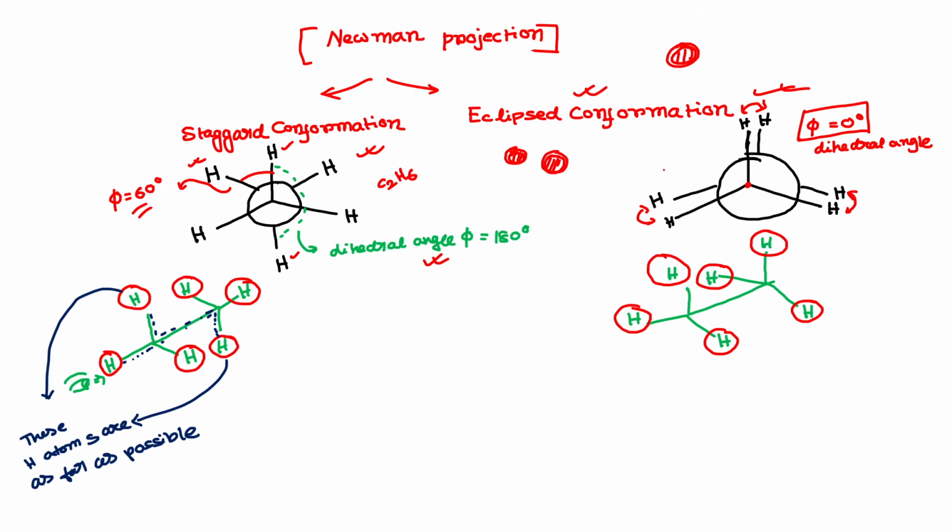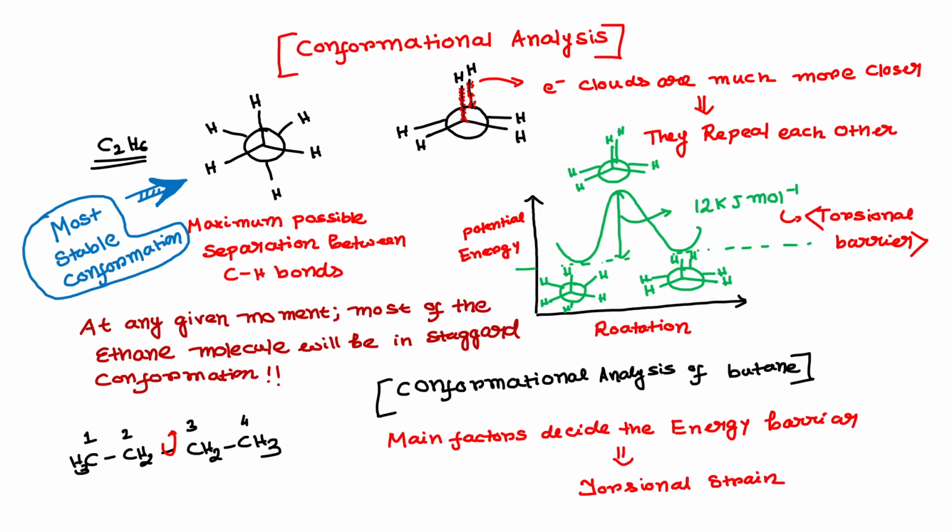Similarly, in this case also the dihedral angle is equal to 0 degrees. This is the ball and stick model for the eclipsed conformer, and here you can also see that the dihedral angle is equal to 0 degrees. So this is the eclipsed conformer and this is the staggered conformer. Now we will learn about the conformational analysis of the ethane molecule.